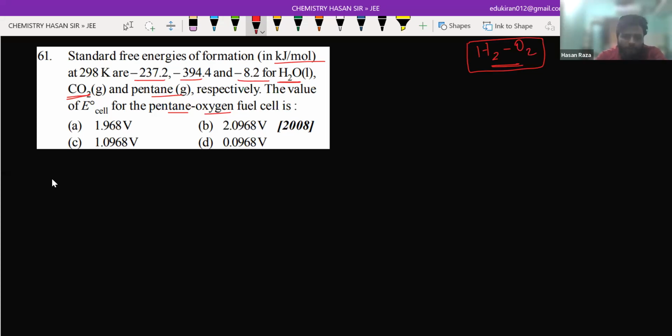Now you can see pentane oxygen. So what will happen? We need to write the equation. Equation is very important. Pentane, basically, is at anode. That means at anode oxidation takes place. What is the formula of pentane? C5H12. And it is present in water. So water will be there as well. And it will oxidize itself. This will be converted into CO2 plus.